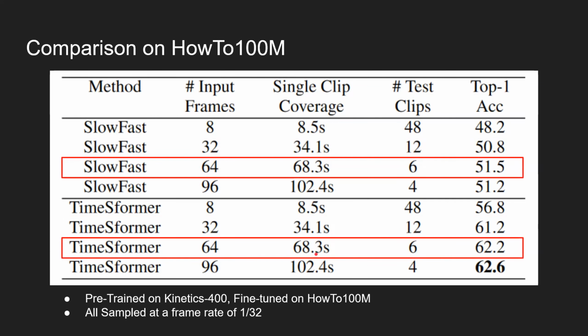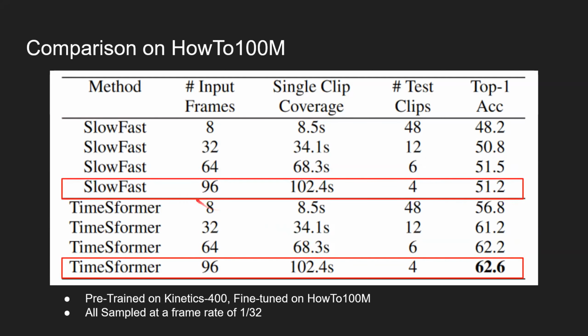That trend continues when they increase the number of input frames to 64. However, when they increase the number of input frames to their maximum value of 96, we actually see that SlowFast decreases in accuracy by about 0.3%, while Timesformer continues to increase in accuracy.